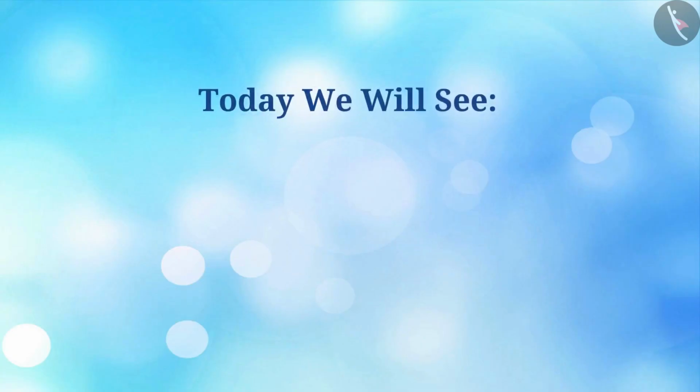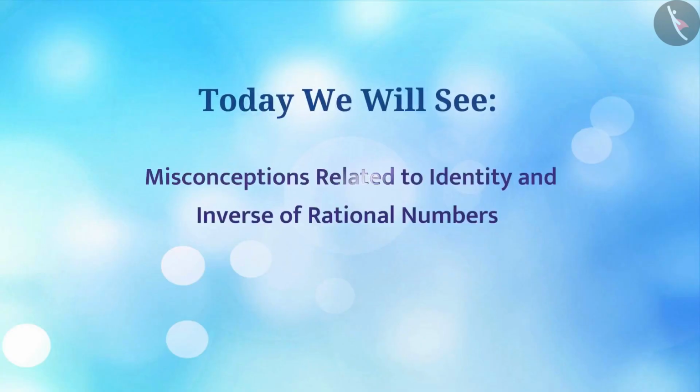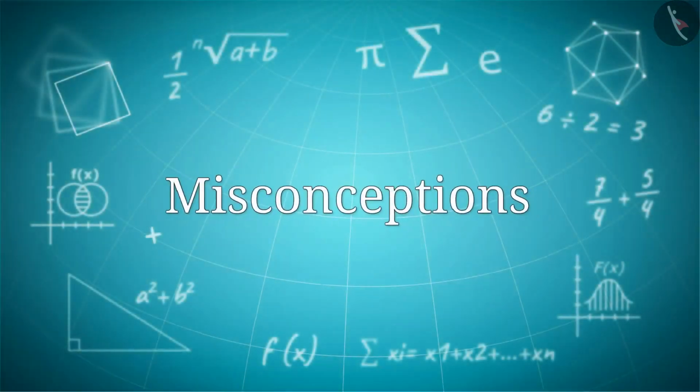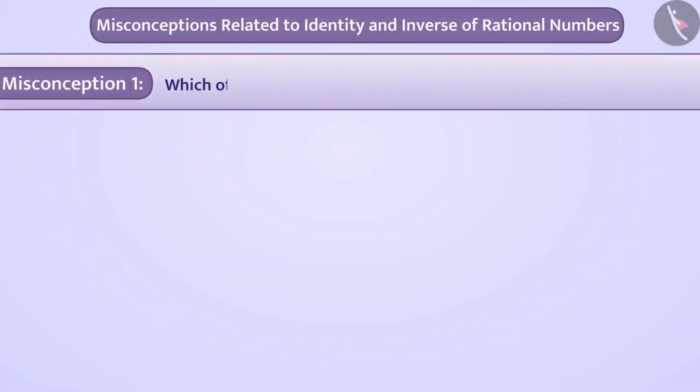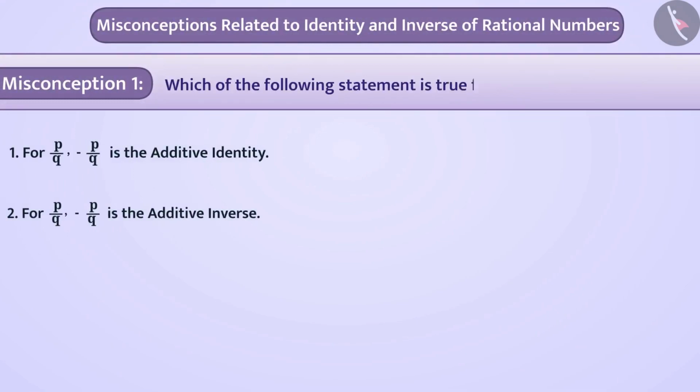Today we will see some misconceptions related to identity and inverse of rational numbers. Misconception 1. Which of the following statements is true for rational number p by q?